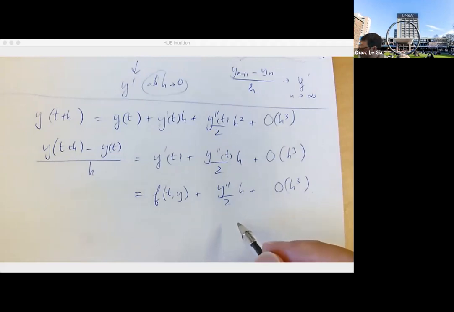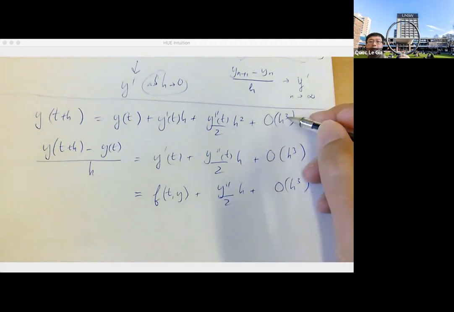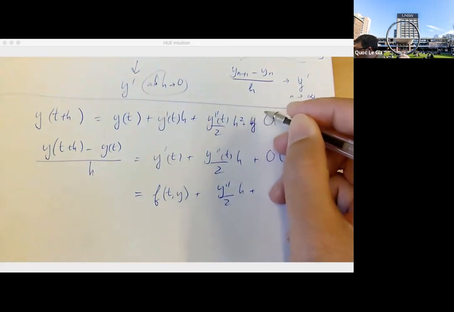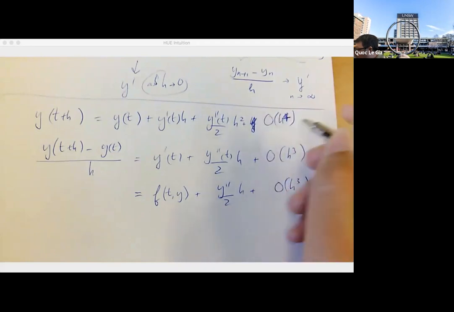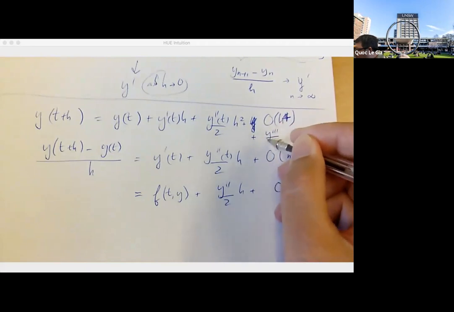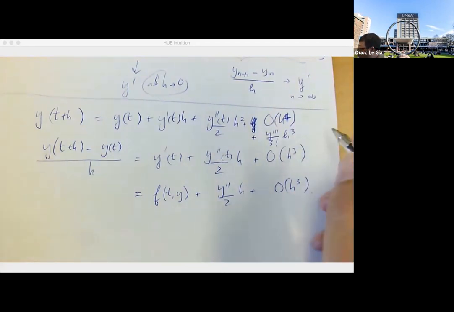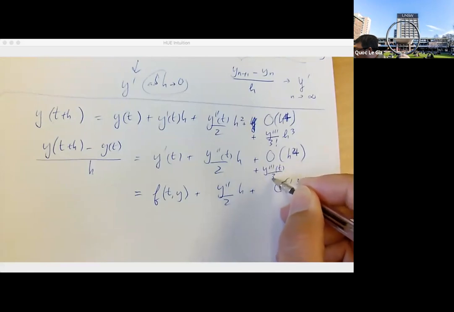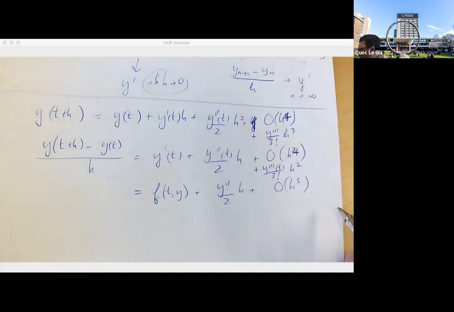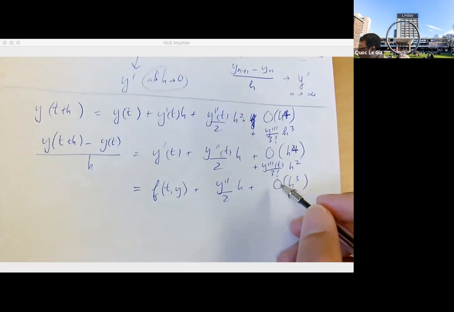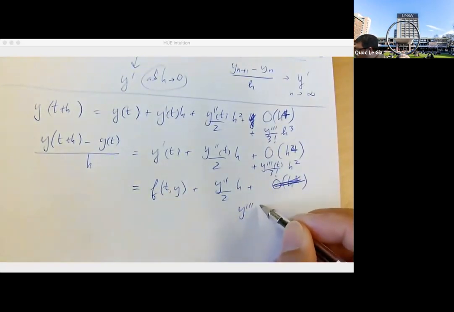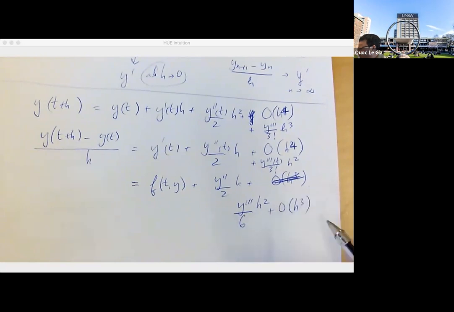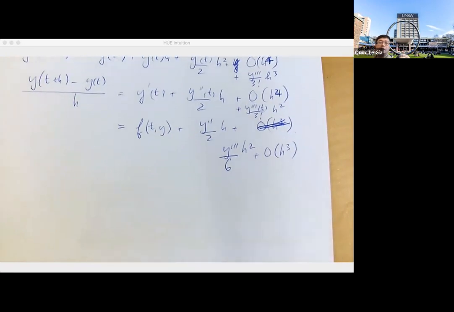Well, maybe let me add another term. Maybe let me add a third order derivative here first. With the first, this is order h4, plus y triple prime over 3 factorial h cubed. Okay, so let me correct this. I want to add on a triple derivative over 3 factorial. So before this term, I want a triple derivative times h squared over 6, plus O of h cubed. So I just add an extra term.